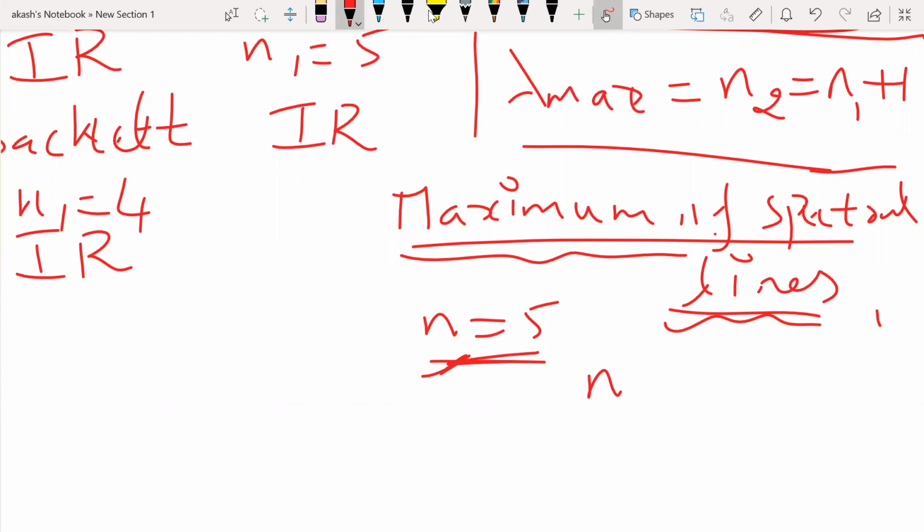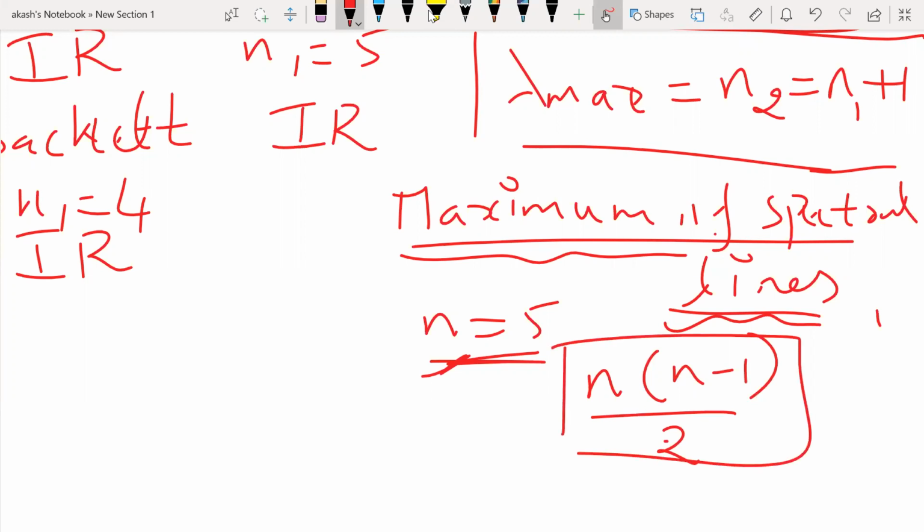That would be n into n minus 1 divided by 2. This n is, for example, if it's from the 5th orbit, you put the n value as 5. So if n is equal to 5, n minus 1 will be 4, 4 into 5 will be 20, 20 by 2 will be 10. So there are 10 possible ways by which you will be able to reach from n equal to 5 to n equal to 1.